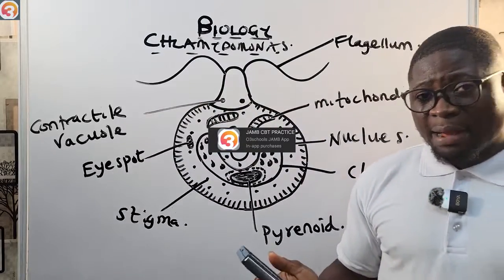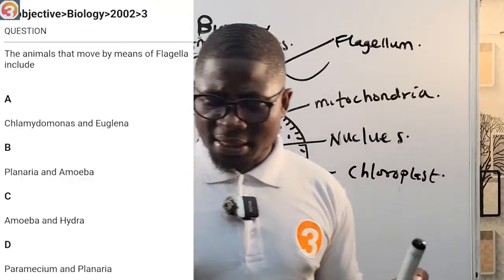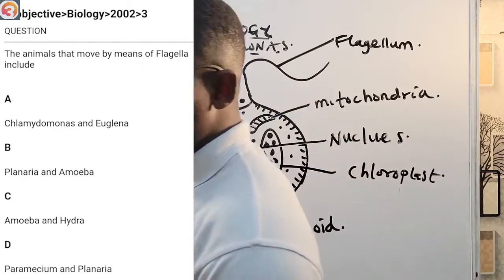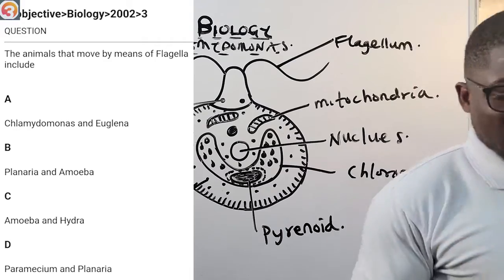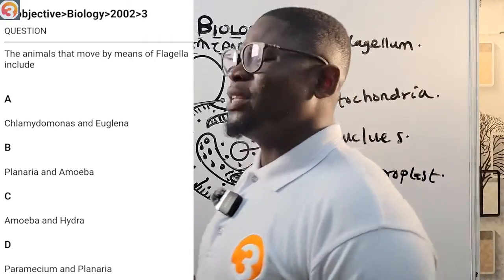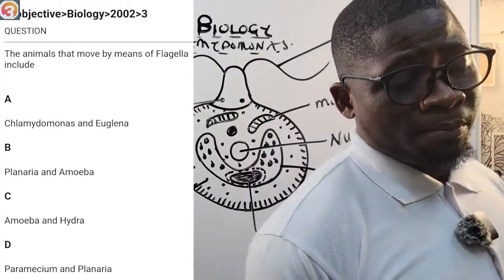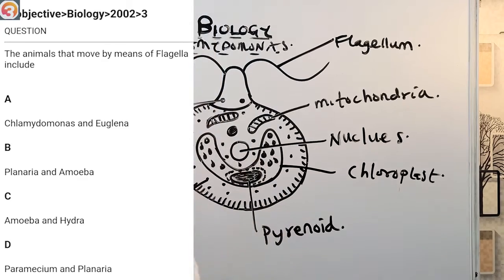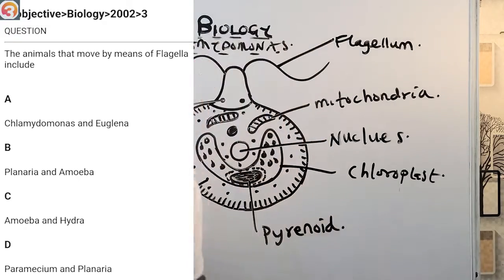Let's see a question from the app. This is a 2002 question number 3. They say the animals that move by means of flagella include. The question is being displayed on your screen right now. The animals that move by means of flagella include A, Chlamydomonas and Euglena. B says Planaria and Amoeba. C says Amoeba and Hydra. D says Paramecium and Planaria. Of course the answer is glaring.